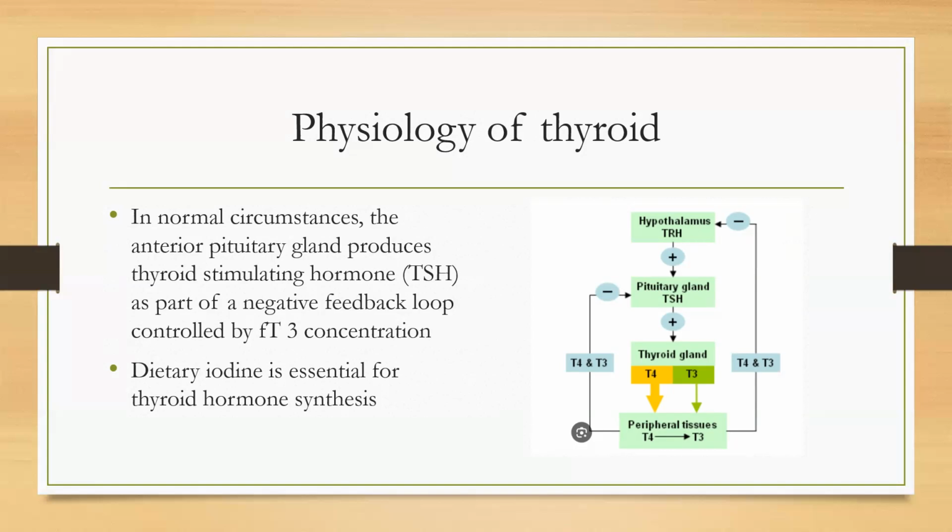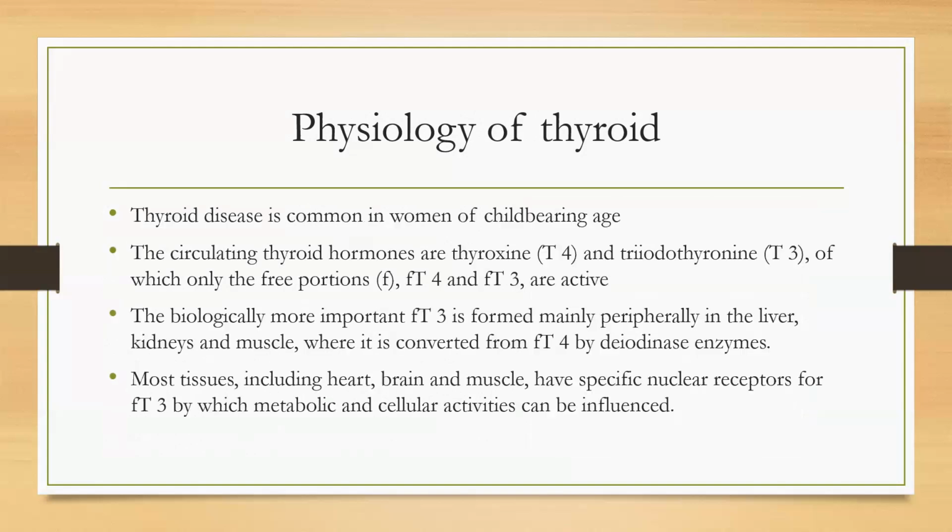So dietary iodine is essential for thyroid hormone synthesis. Thyroid disease is common in women of childbearing age. The circulating thyroid hormones are thyroxine T4 and triiodothyronine T3, of which only the free portion is active. Most of the total thyroid hormone is bound to immunoglobulins and albumin, but only a small portion of thyroxine is in the free form, and the free form is the active hormone.